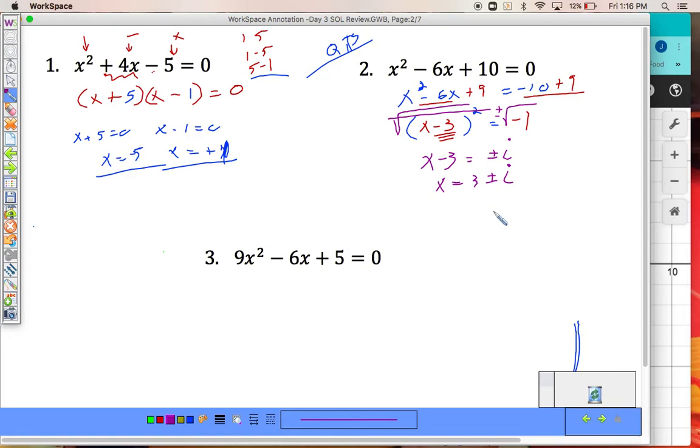And my two answers are 3 plus i and 3 minus i. These are imaginary answers because we have i's in them. Square root of negative 1 is that i we talked about. And remember, we get 2 of them because we did a square root to get rid of a square.